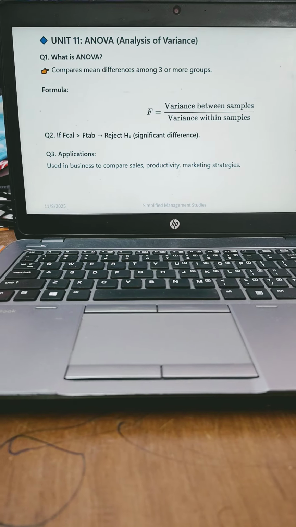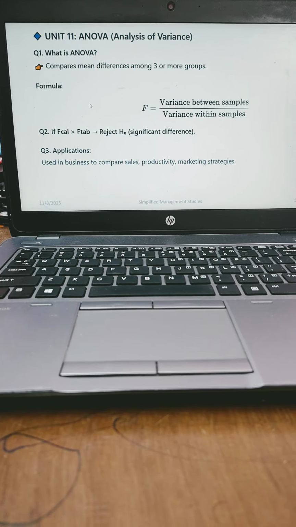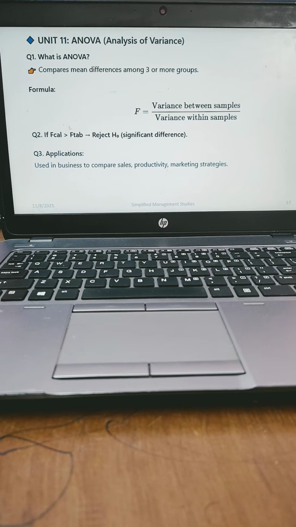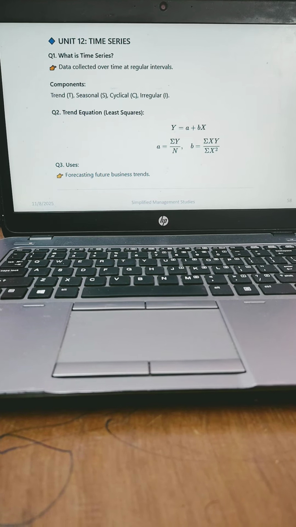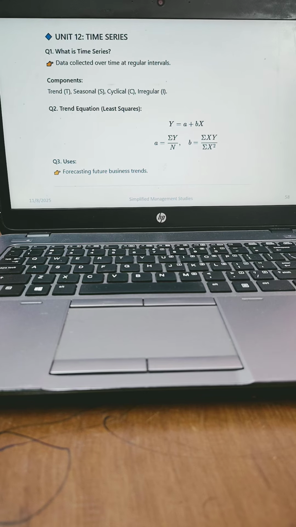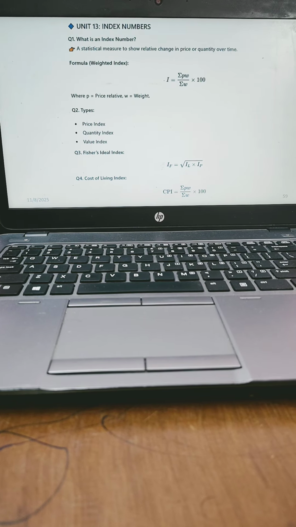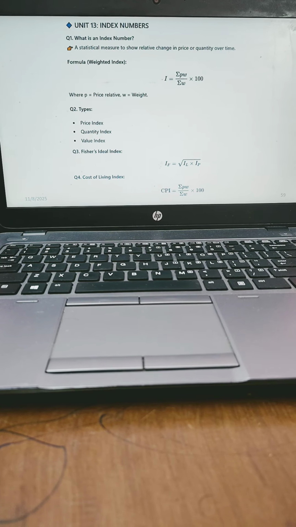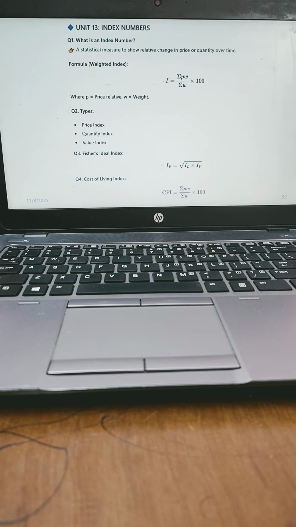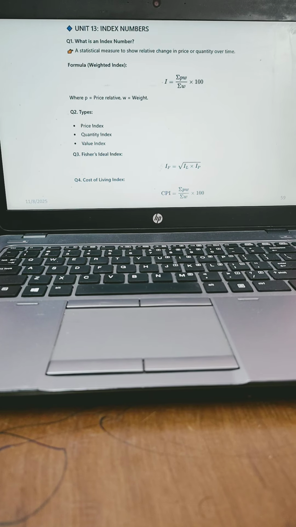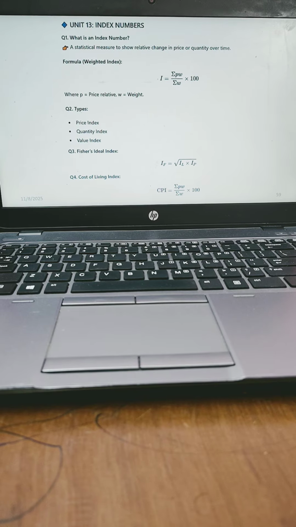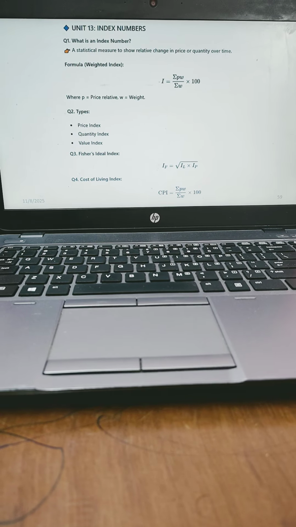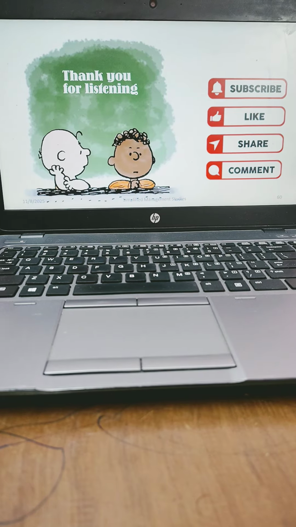So what is the meaning of ANOVA? That is very important. Analysis of variance is known as ANOVA, and what is the formula to compute ANOVA? Even you will come to know about time series analysis and its significance. Index number is a very important part of statistical measurement. So what is the importance of index number? For example, if I want to calculate the cost of living index, I can make use of index number.